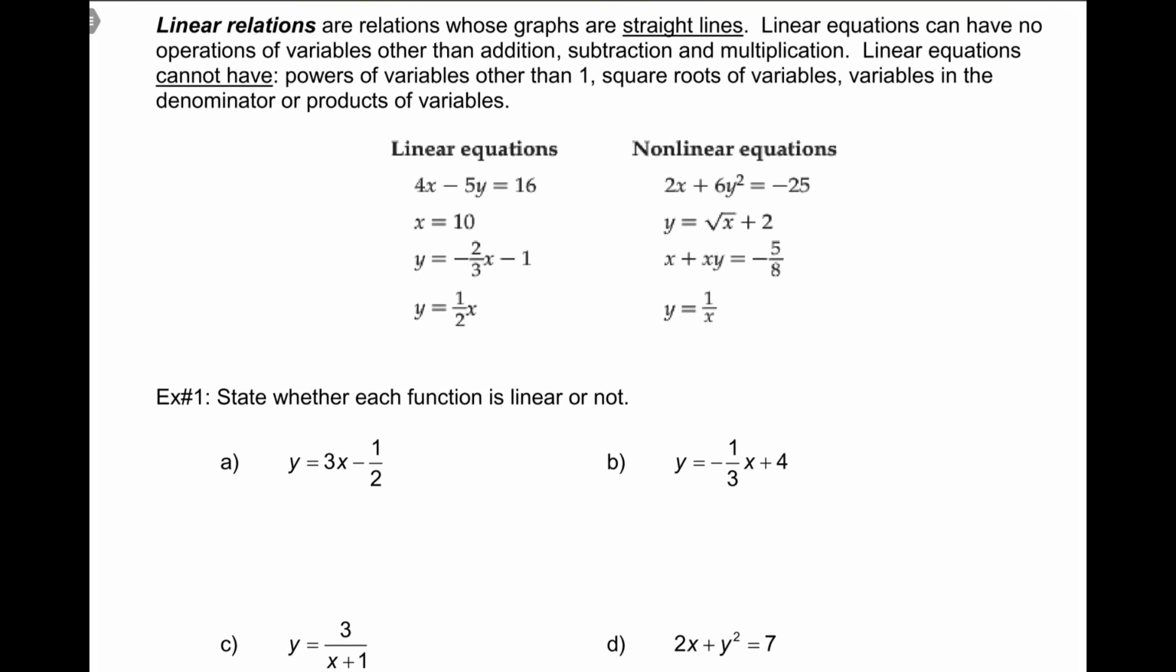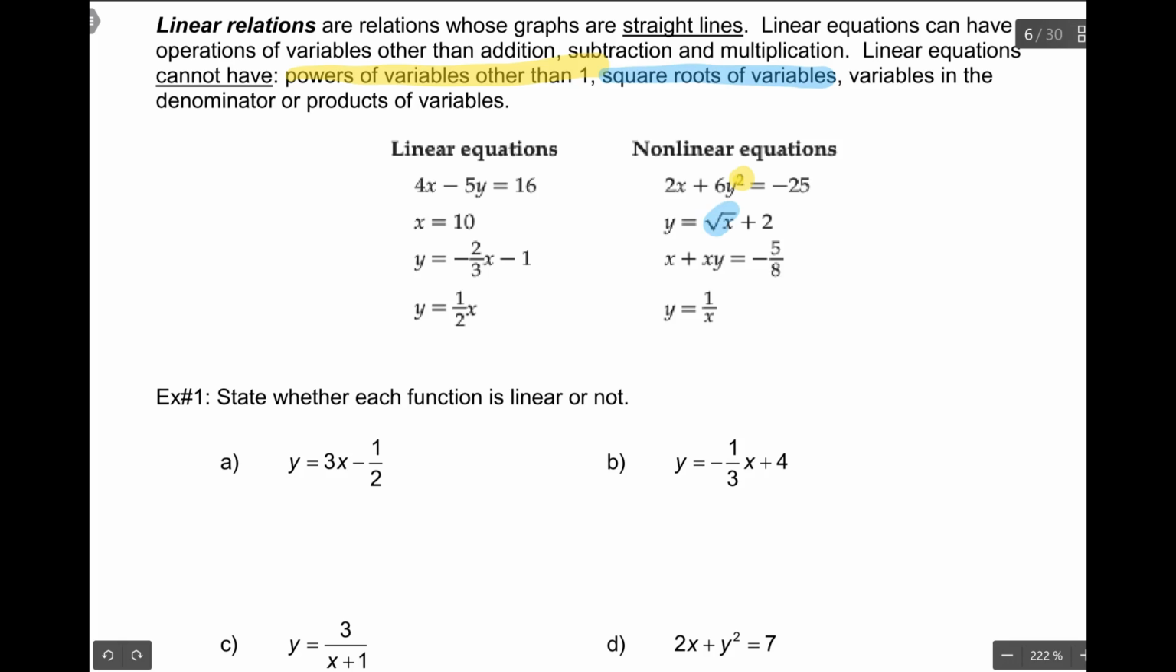Linear relations are graphs of straight lines. They have no operations or variables other than addition, subtraction, multiplication. Linear equations cannot have powers of variables other than 1. So check this out. This y squared, that's higher than 1. That's not linear. They cannot have square roots of variables. So look, this is a variable square root.